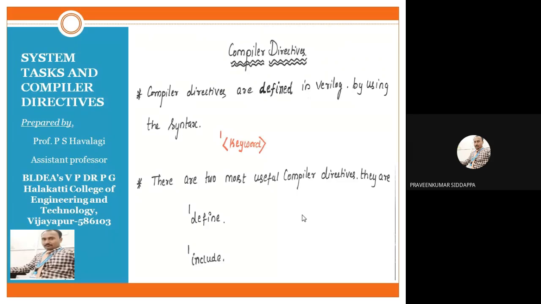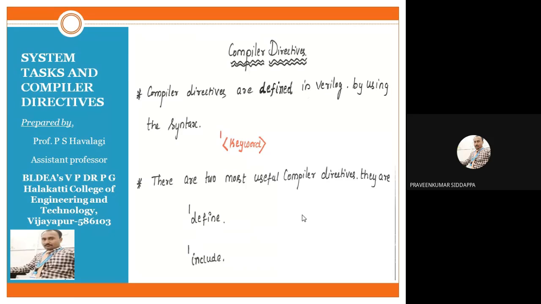Here also in Verilog we have some such directives, which we call compiler directives. There are two compiler directives we are discussing in Verilog language. How will we write a compiler directive in Verilog language? What is the standard syntax?